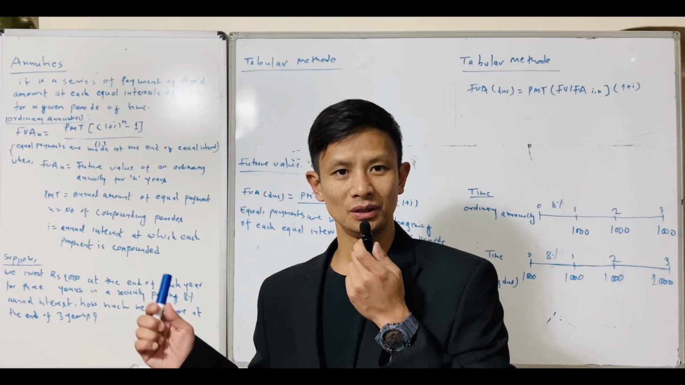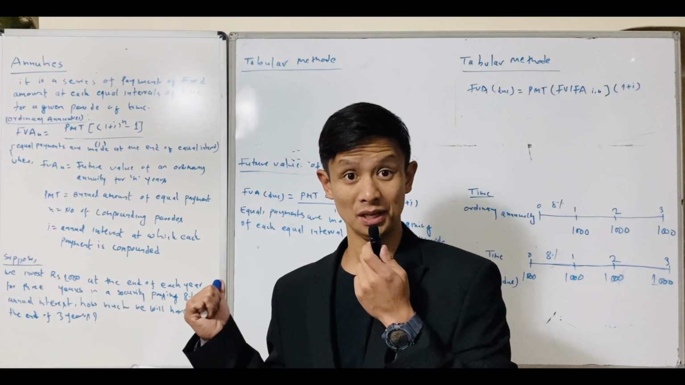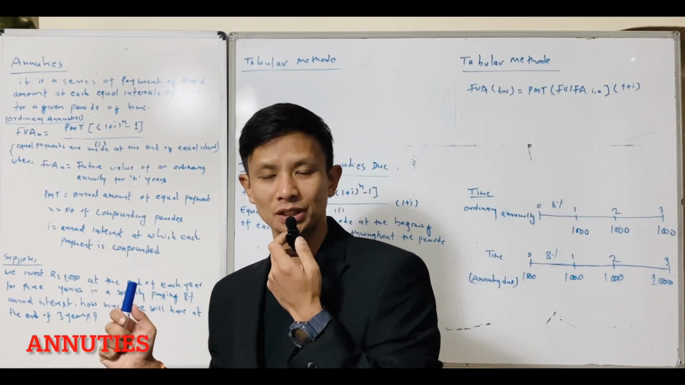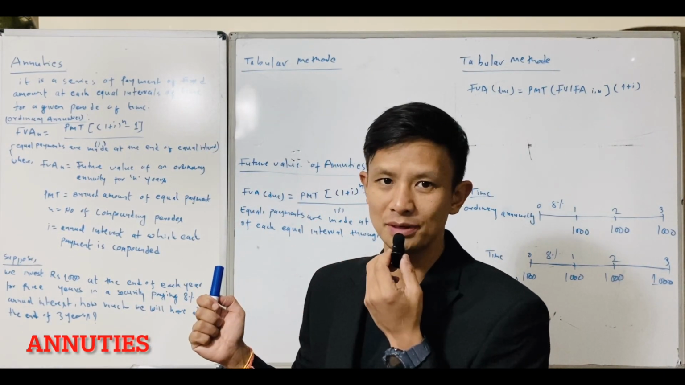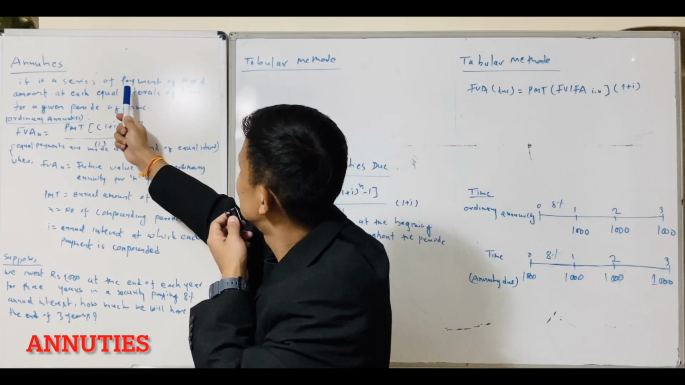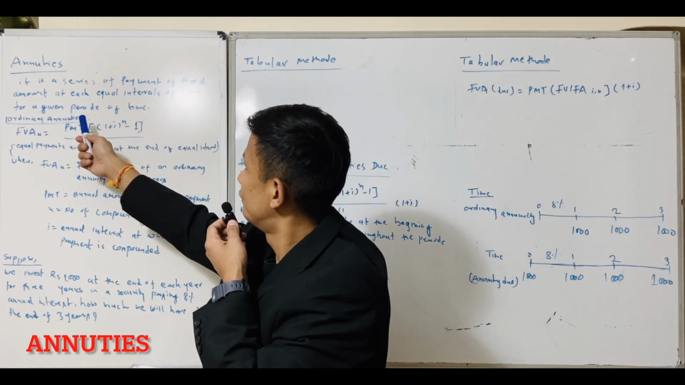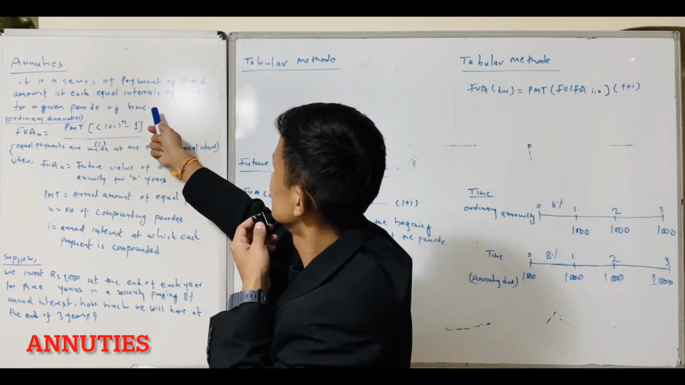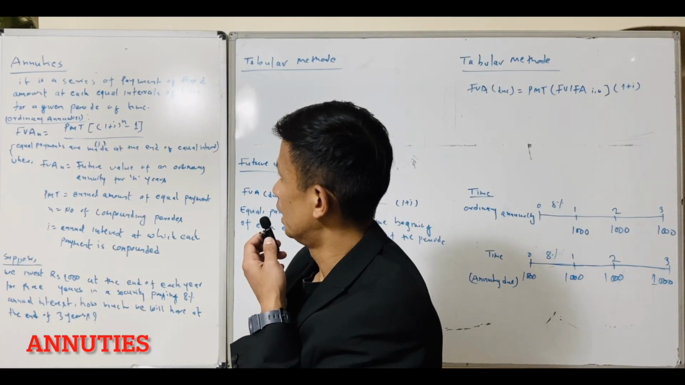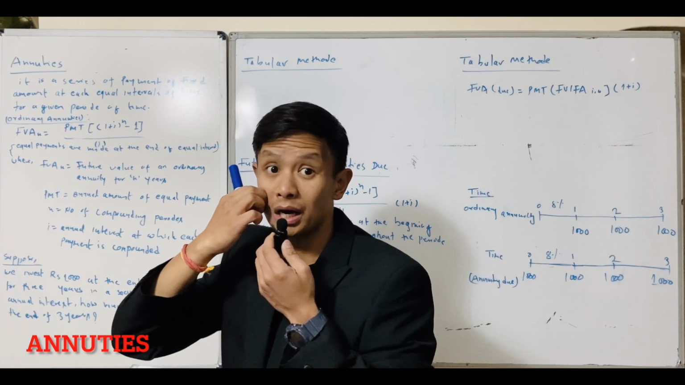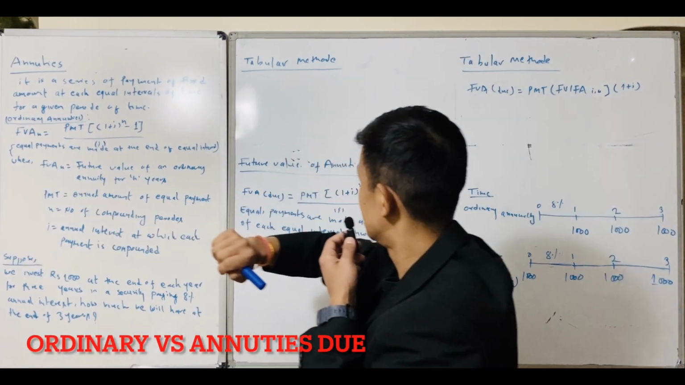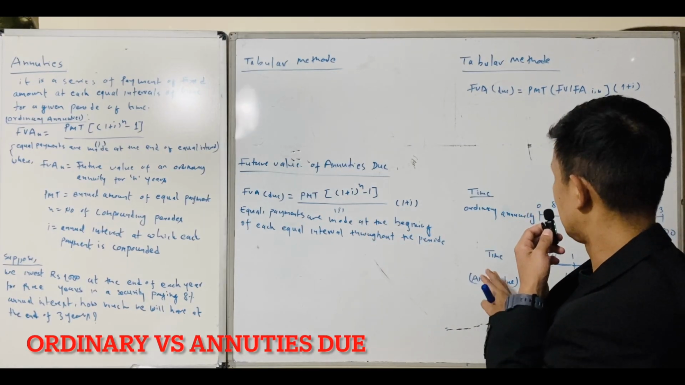Now let's have a look at another lesson. The lesson is known as annuities. This is also one of the important topics in financial management. An annuity is a series of payments of a fixed amount at equal intervals of time for a given period of time. There are two types of annuities. One is the ordinary annuity, and the other is the annuity due.